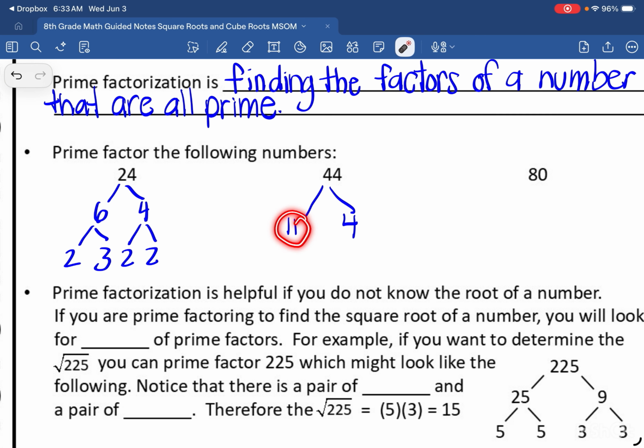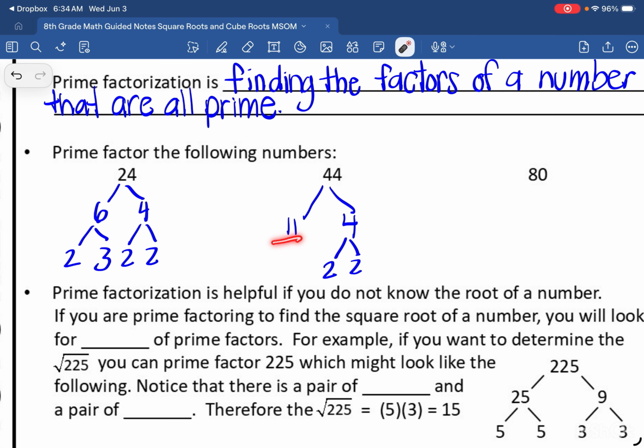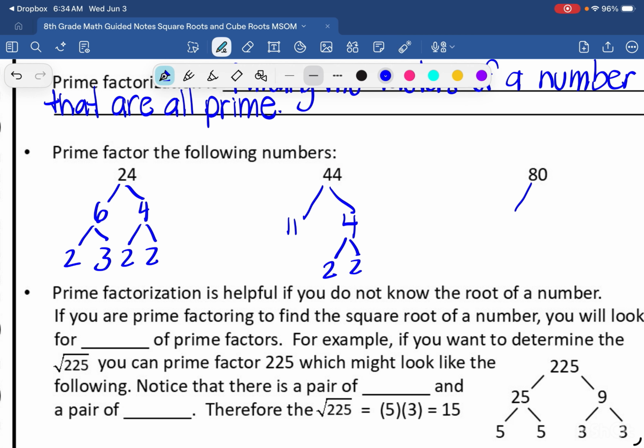Now 11 is prime, so we can stop there with 11. But 4 is not prime, so we're going to keep going, and that gives me 2 and 2. So 11 times 2 times 2 will give me 44. On to 80. We can do 10 times 8 to equal 80. None of those are prime, so let's keep going.